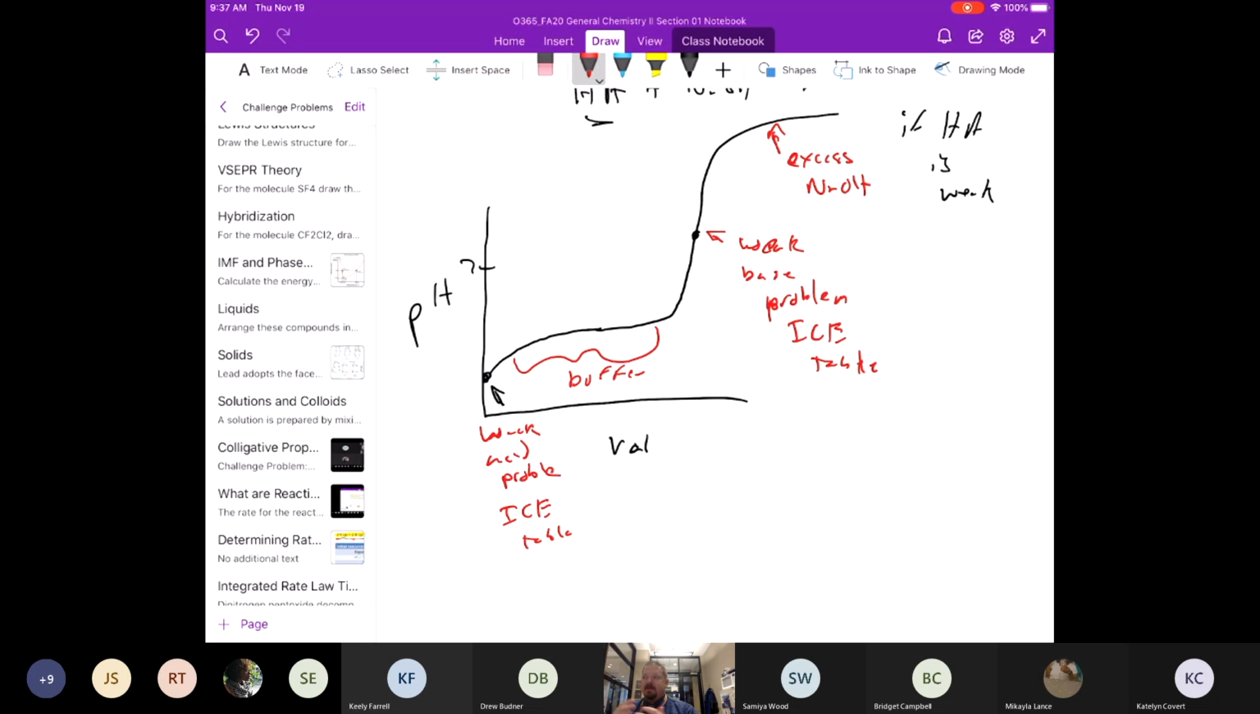If we do a weak base, strong acid titration, then at the equivalence point we've converted all of that base to acid. So the acid is what we have left at the equivalence point. So for a weak base, strong acid titration, the pH at the equivalence point is going to be less than 7.